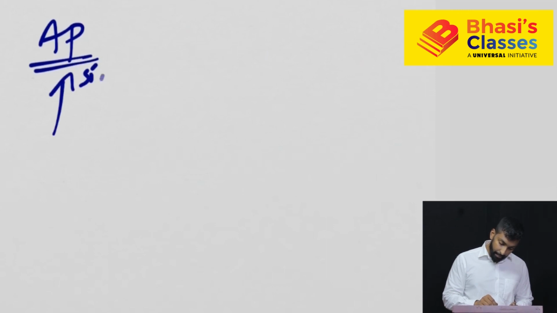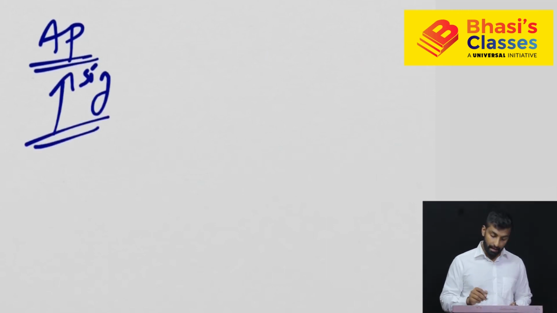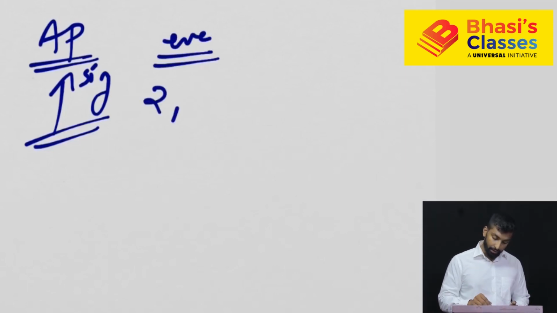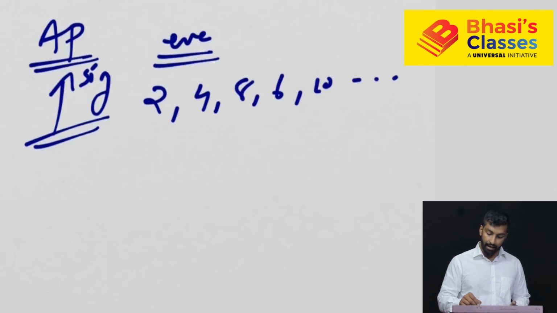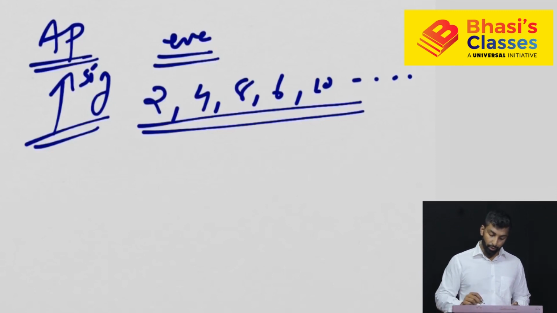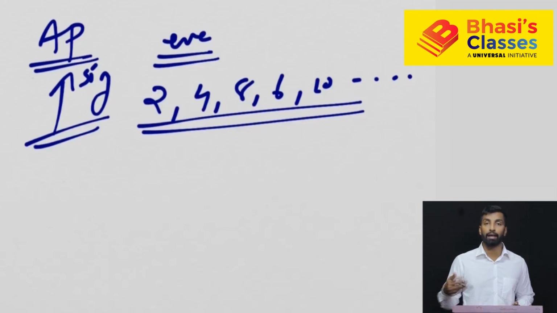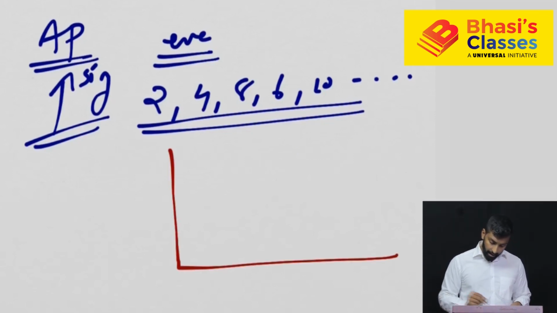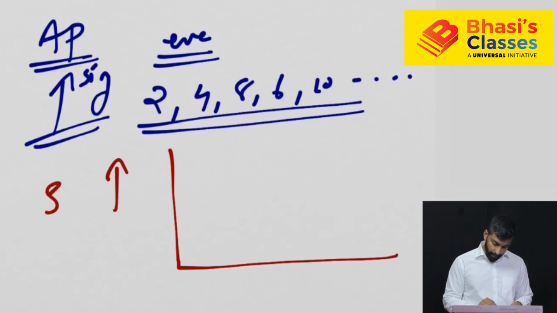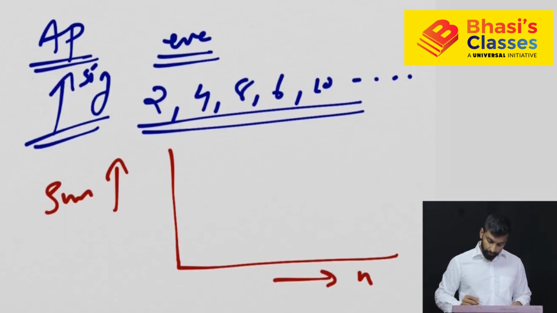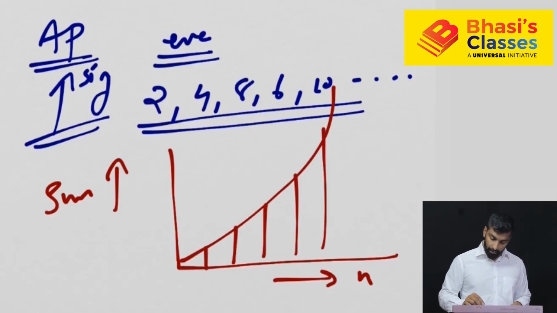So let's start off with AP. I'll start with increasing AP, and we'll discuss 2 types in increasing AP. Let's start with a positive number, the AP which is starting with a positive number, like 2, 4, 6, 8, 10, a basic AP. Now you know the sum, which we have seen just before, n square plus n. But I'll just tell you how the sum will look on a graph. If you plot a graph with sum on the y-axis and number of terms on the x-axis, it will go like this. The sum keeps on increasing as the number of terms increases.